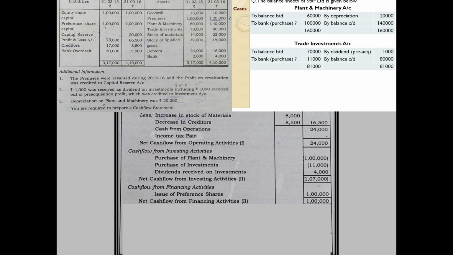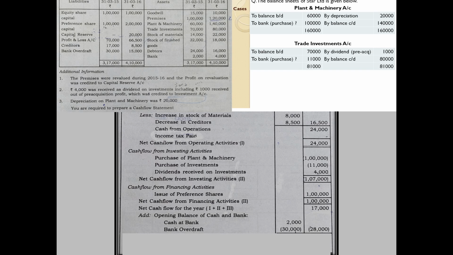And finally, you need to add all these three amounts: net cash flow from operating activity, net cash flow from investing activity, and net cash flow from financing activity, and you will get an amount of 17,000. And to the 17,000, you need to add the opening bank balance. Since there is a bank overdraft, you need to deduct the opening balance of the bank overdraft from the concerned amount. So 17,000 plus 2,000 minus 30,000, you will get minus 28,000. And if you check the closing balance of cash, there is 4,000.